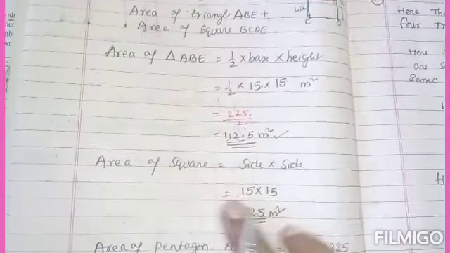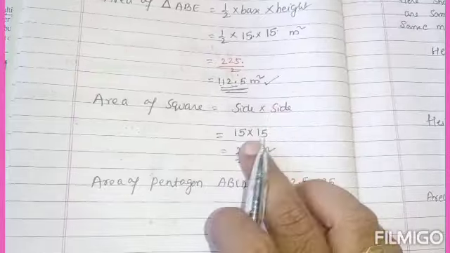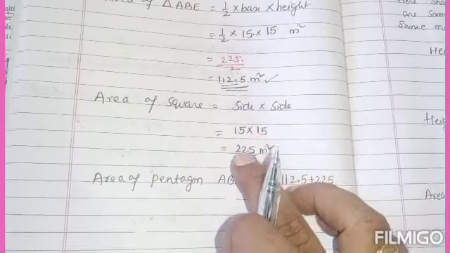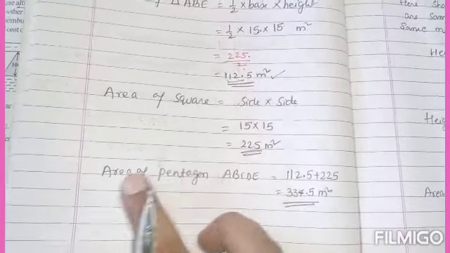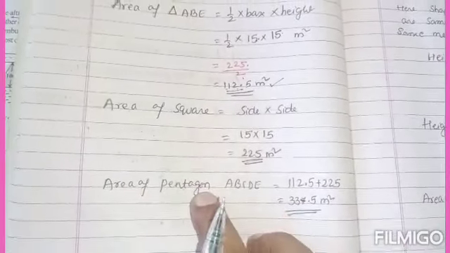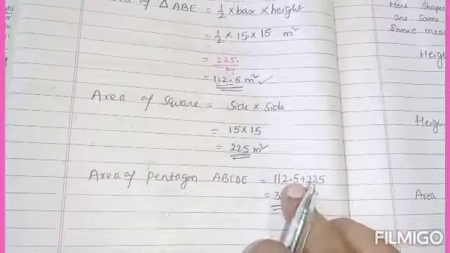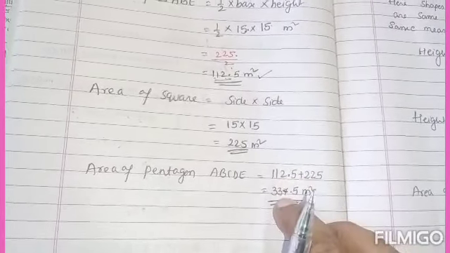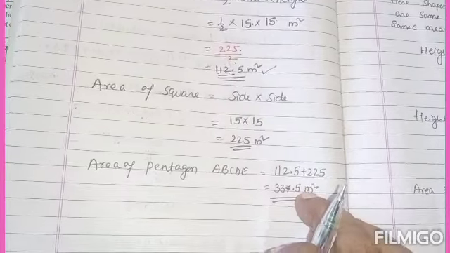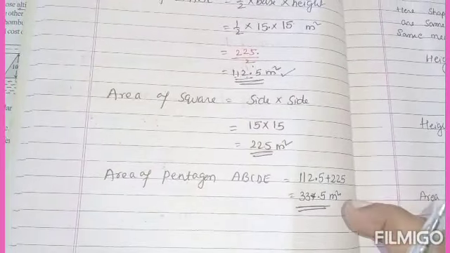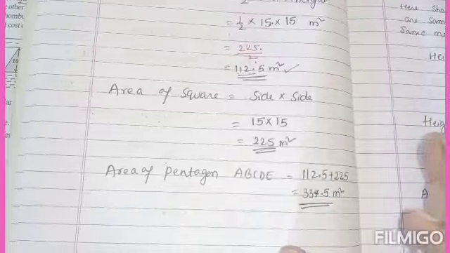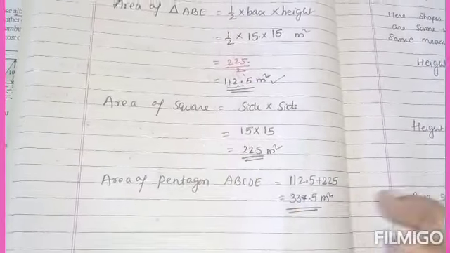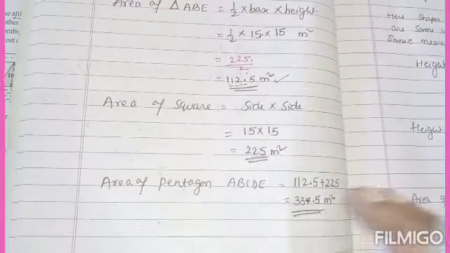Now we will find the area of the square. Side multiplied by side. In a square all sides are equal. 15 into 15, 225 meters square. So finally, area of pentagon ABCDE is equal to area of triangle plus area of square. So ultimately you will get 337.5 meters square. So Kavita is finding one way and Jyoti is finding another way, but finally both the areas are the same.